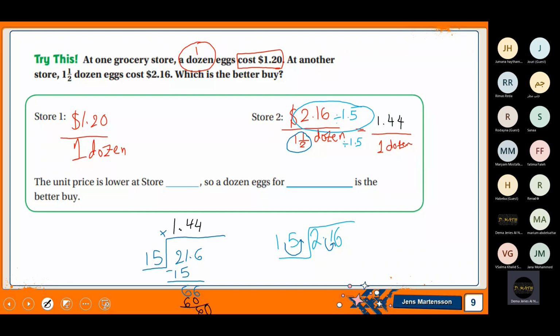Now which is less expensive? Is the unit price lower at store 1 or store 2? Store 1. Store 1, bravo. So a dozen eggs at $1.20 is a better buy.